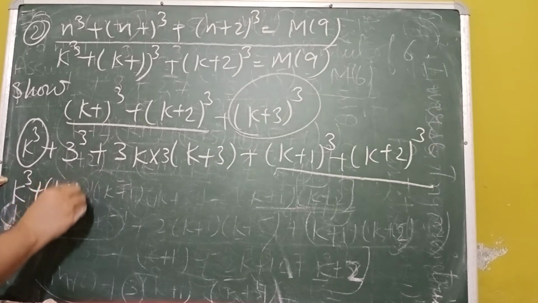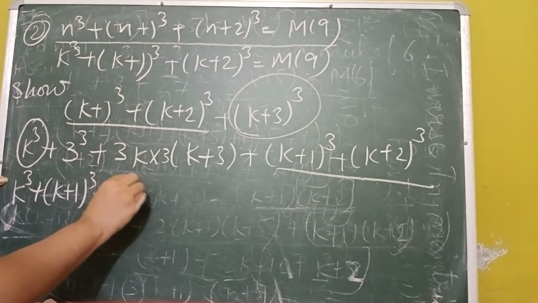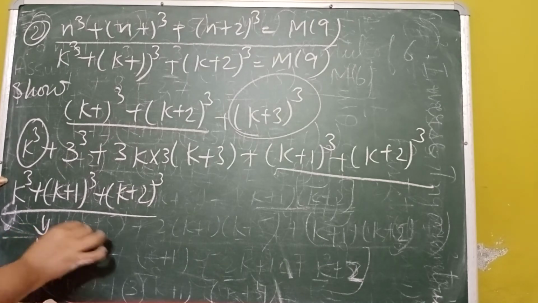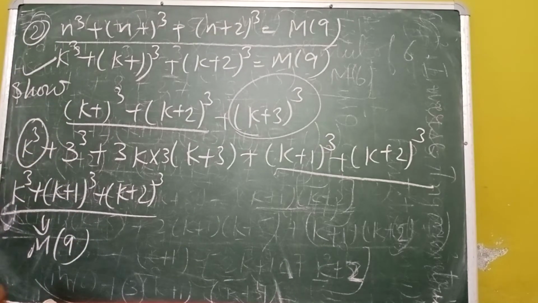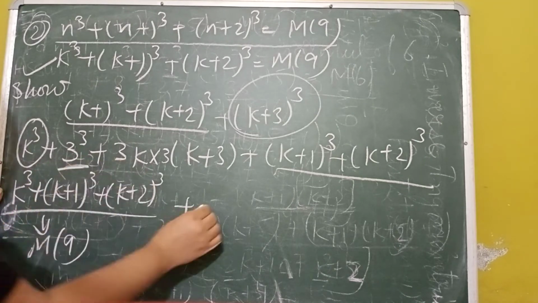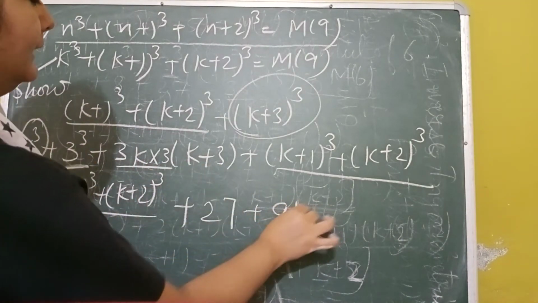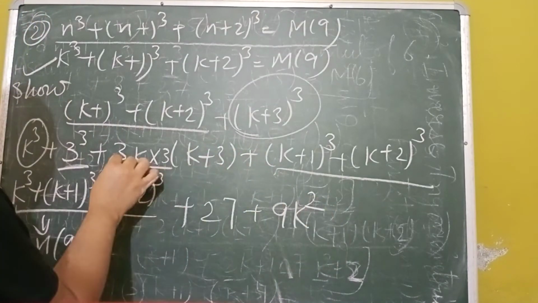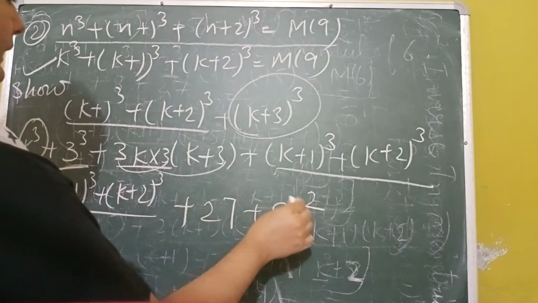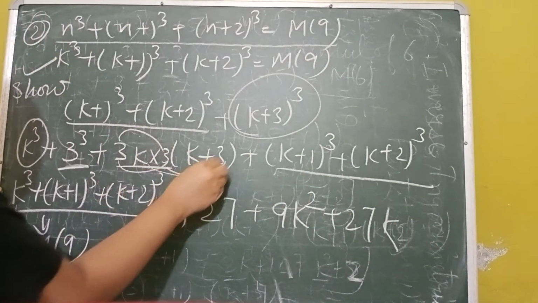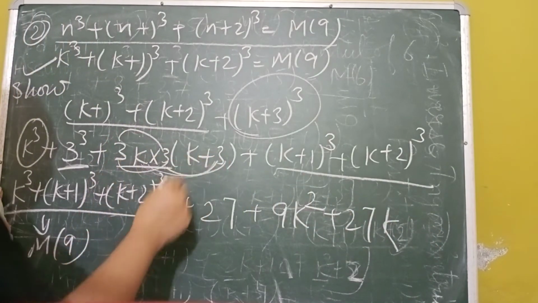It's k cube plus (k plus 1) whole cube plus (k plus 2) whole cube. It's already a multiple of 9, that was given. And the next term, what is left? It's 27 plus 9k square plus 27k. It will be 3 3s are 9, 3 9s are 27k plus 9k square.